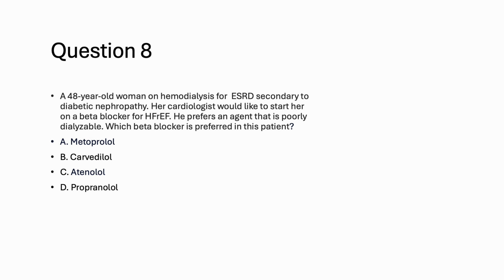48-year-old woman on hemodialysis for end-stage renal disease secondary to diabetic nephropathy. Her cardiologist would like to start her on a beta blocker for heart failure with reduced ejection fraction, so for chronic systolic heart failure. He prefers an agent that is poorly dialyzable or non-dialyzable. Which beta blocker are you going to recommend for this patient?